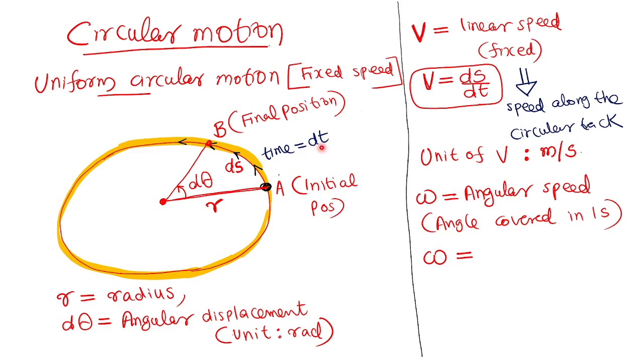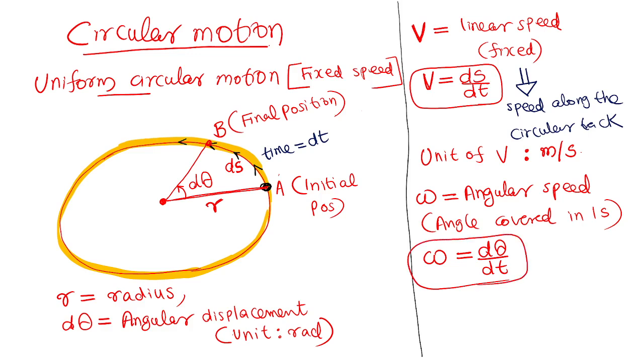Suppose in a small time interval dt, I covered an angle d theta at the center as per this diagram. In dt time interval, I covered an angle d theta at the center. Then in 1 second, how much angle will I cover? In 1 second I will cover this much angle, d theta by dt.